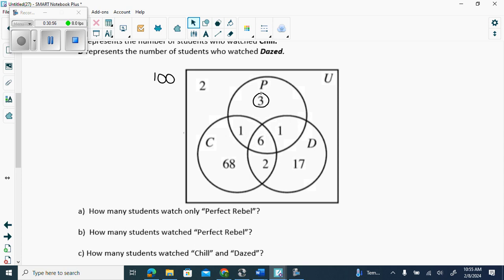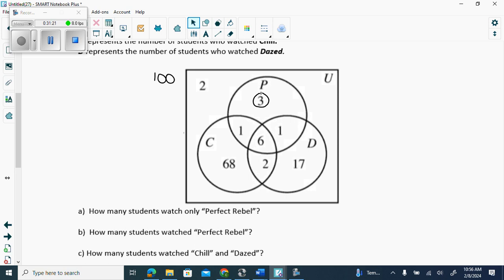Because the one over here represents Perfect Rebel and Days. This one's Perfect Rebel. 6 is all 3 of them. 1 is Perfect Rebel and Chill, right? So if we want only Perfect Rebel, it's one region. Go find it. If you're adding more than one number, or if you're adding numbers at all, something's wrong. Because only is one region, one of the 8 regions. Okay? Now, how many students watched Perfect Rebel?